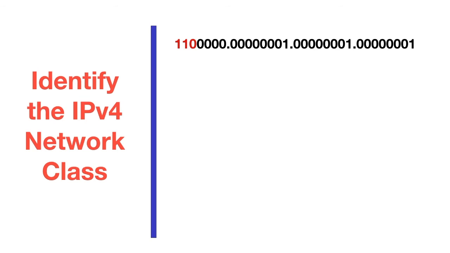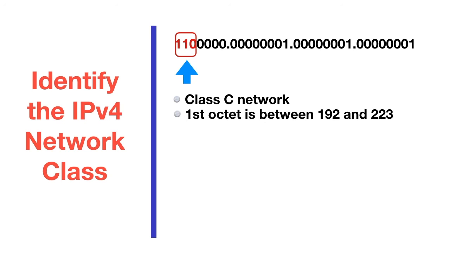In this case, we notice that the first two bits in the first octet are 1 and 1 and 0 respectively. This indicates a Class C network. In a Class C network, the value of the first octet has to be between 192 and 223.